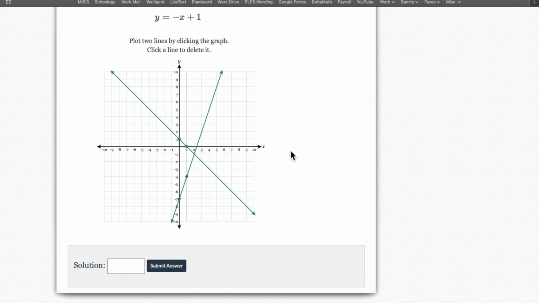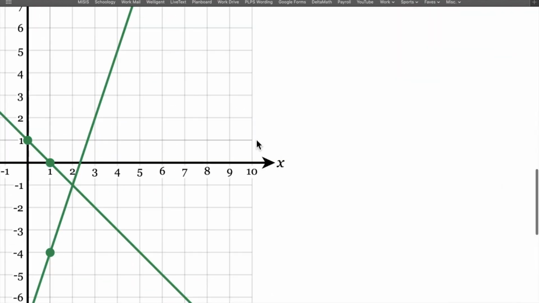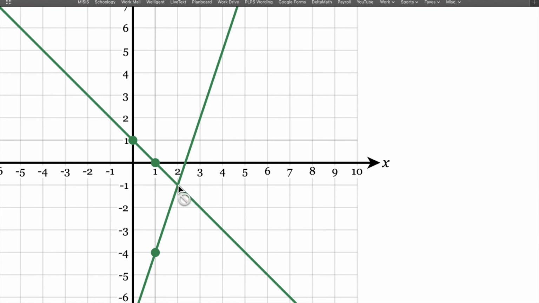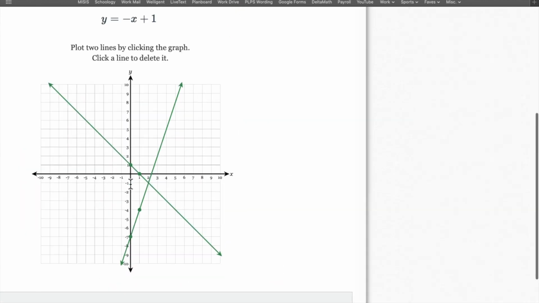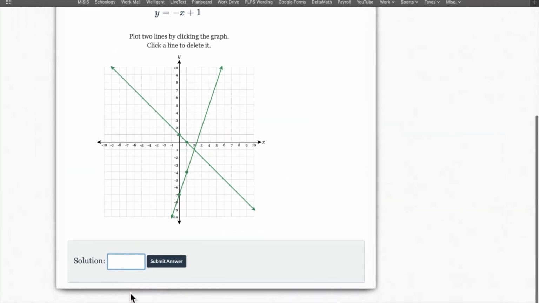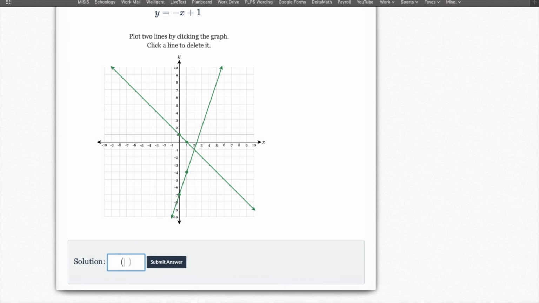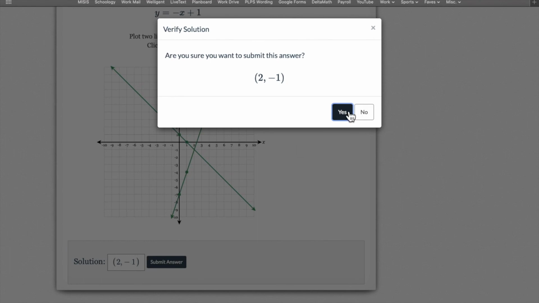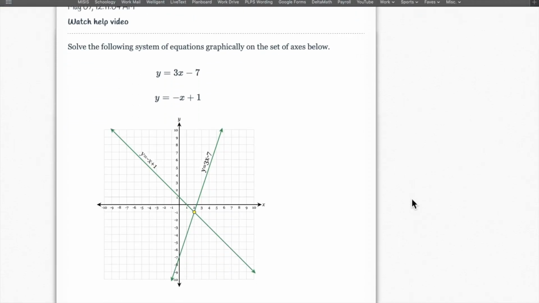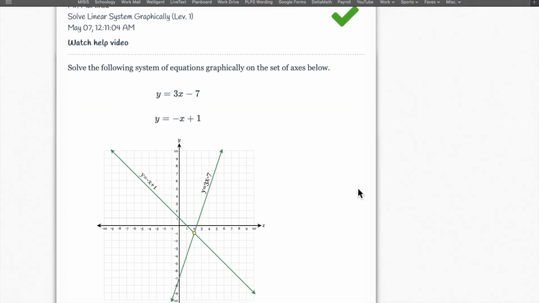See? So where do they cross? Well, let's take a look. Let me zoom in here. They cross right there. So we need our x first. Remember, x is this line right here. So what's our x? 2. And what's our y? Negative 1. 2, negative 1. So I go down here, parentheses, 2, comma, negative 1, close parentheses, submit answer, and there you go. And that's how you're going to do this assignment on Delta Math.